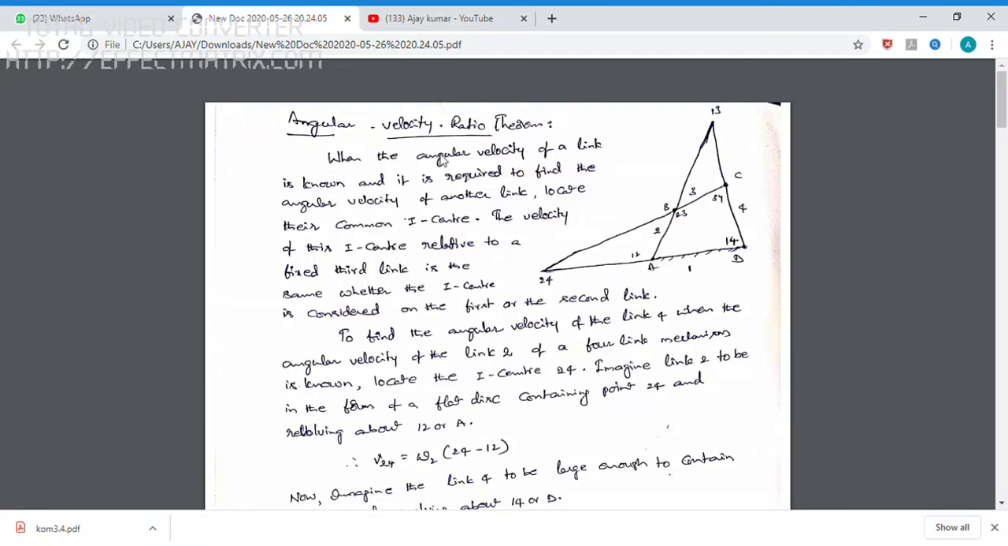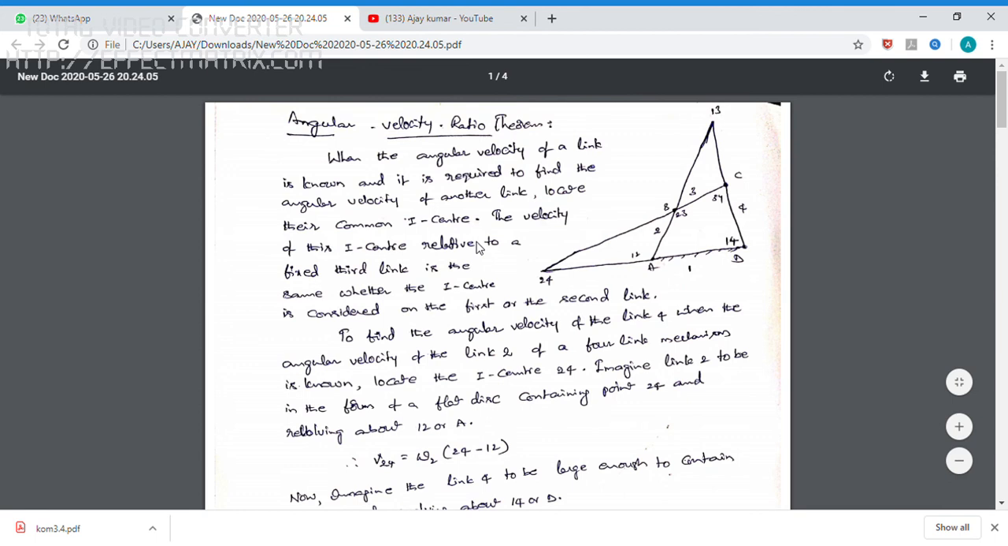My dear students, last class we discussed the instantaneous centers and the number of instantaneous centers for a mechanism. Now we will discuss the angular velocity ratio theorem. This is the instantaneous center method, where we calculated the velocity. Now we are discussing the angular velocity ratio theorem.